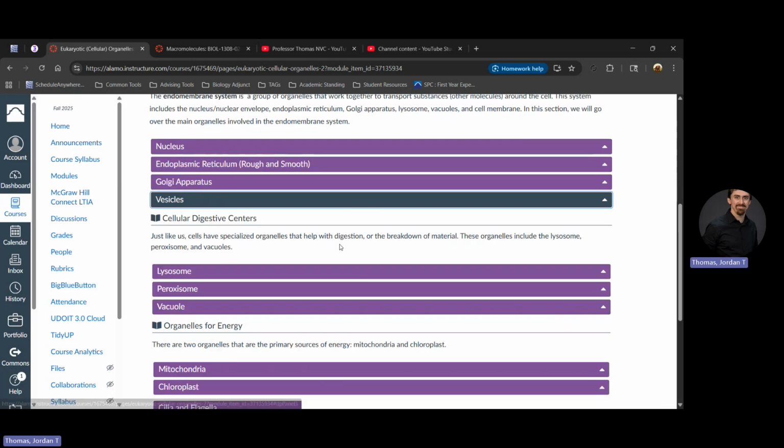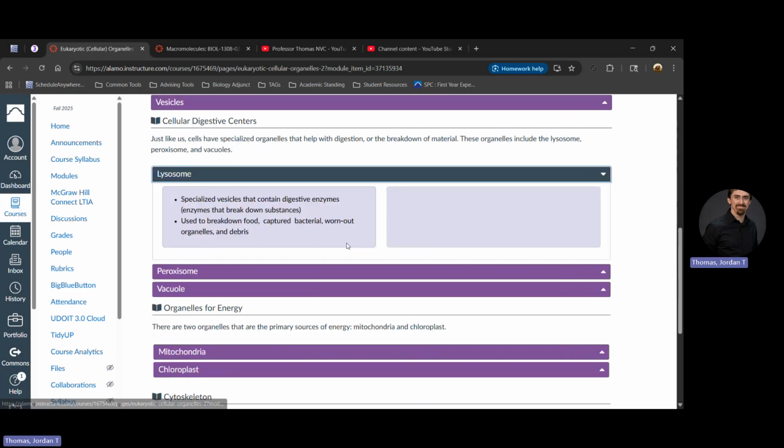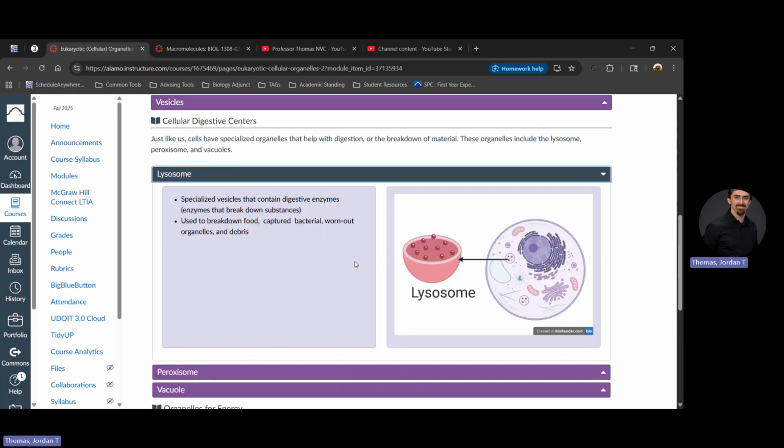We're now going to go into the next parts, which is the cell digestive system. And there's three that we're going to look at: lysosome, peroxisome, and vacuoles. Lysosomes are specialized vesicles that contain digestive enzymes, or enzymes that break down substances. The big function of lysosomes is it's used to break down food, capture bacteria, worn out organelles, and debris.